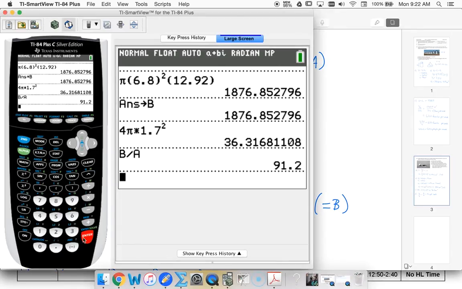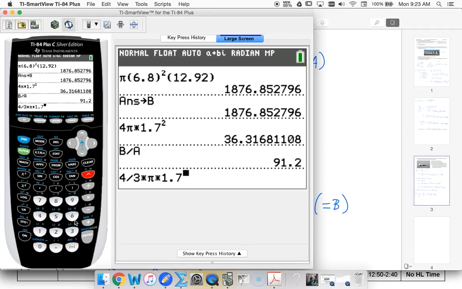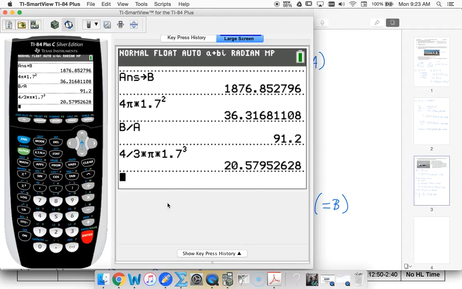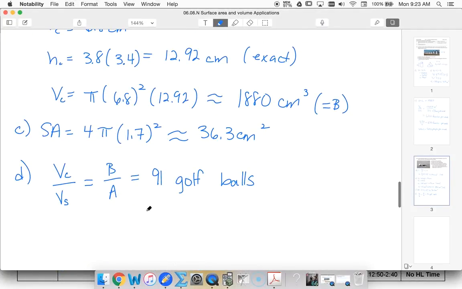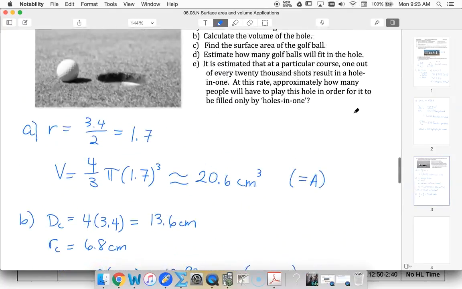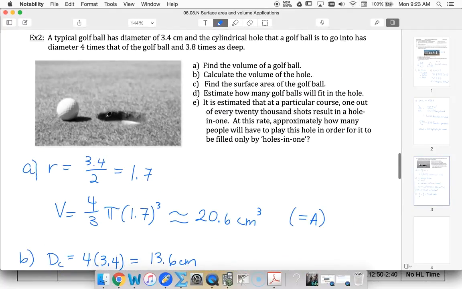So let's just go make sure that we typed that in correctly. 4 divided by 3 times pi, and then times 1.7 cubed. Yep, we've got our correct answers. All right, so apparently 91 golf balls are fitting in that hole. That must be a very large hole that it's falling into.